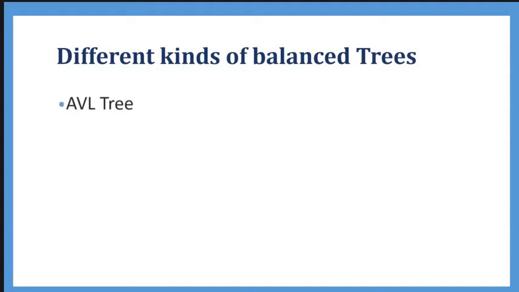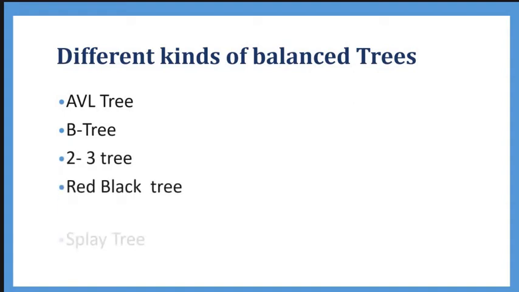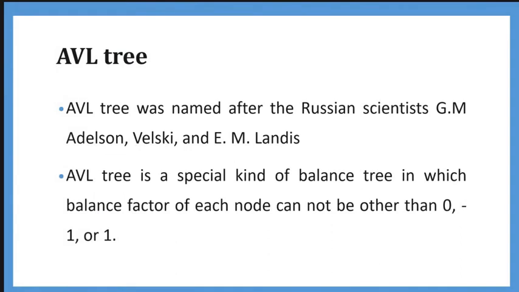Now let us go ahead with the different kinds of balanced trees. The AVL tree is one solution, then B tree, B plus trees, 2-3 trees, red black tree and the splay tree. These are the options for the balanced binary search tree. Then we will see the AVL tree. The AVL tree was named after the Russian scientists G.M. Adelson-Velsky and E.M. Landis. An AVL tree is a special kind of balanced tree in which the balance factor of each node cannot be other than 0, minus 1 or 1. The tree is called an AVL tree if all the nodes have a balance factor of 0, 1 or minus 1.